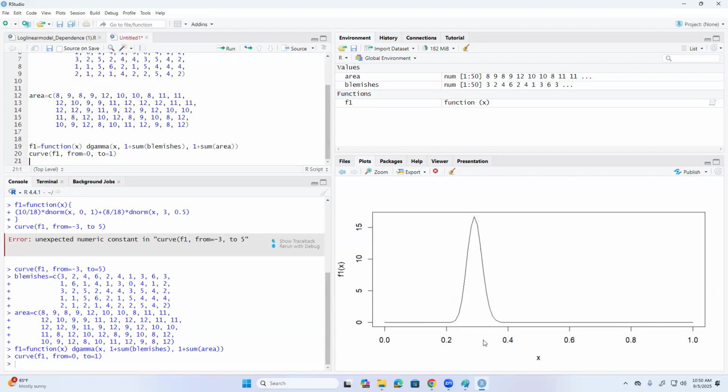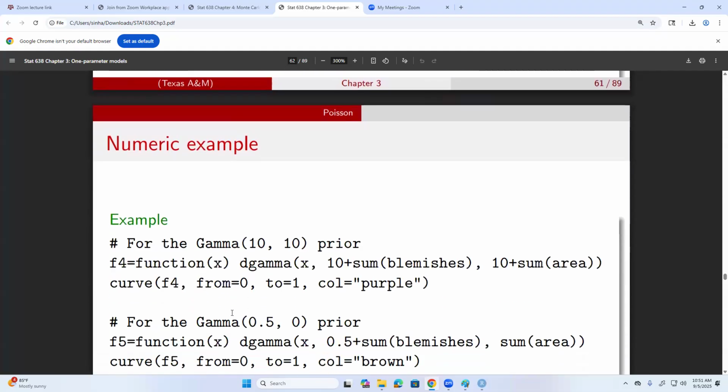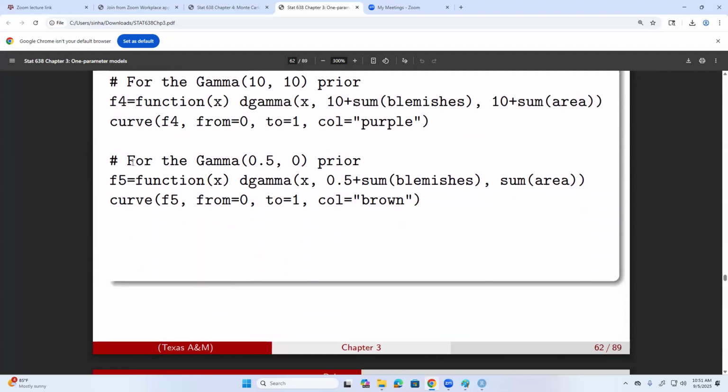This is the gamma distribution with shape equal to this and rate equal to this. And then I used other prior distributions, such as gamma with shape parameter 10 and rate parameter 1, and so on and so forth. And lastly, for the Jeffreys prior, gamma with 0.5 and 0, the posterior was this.